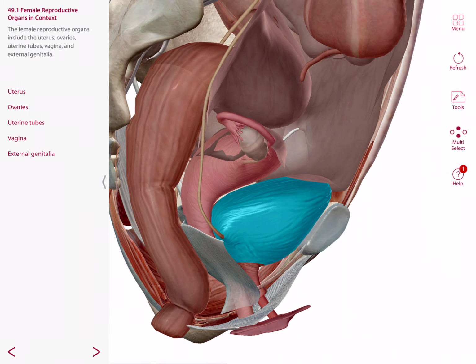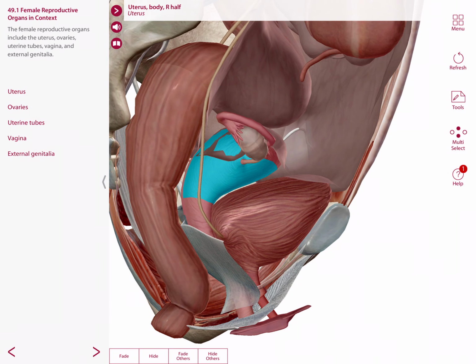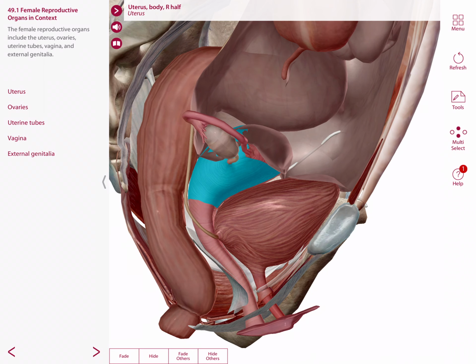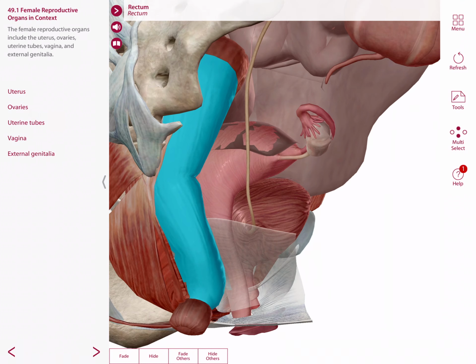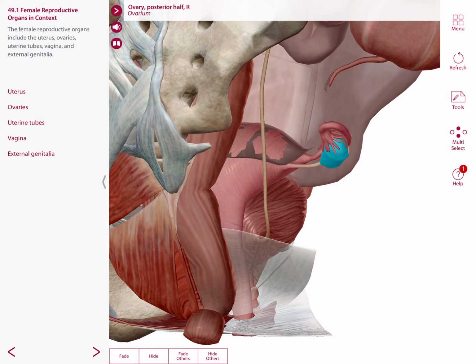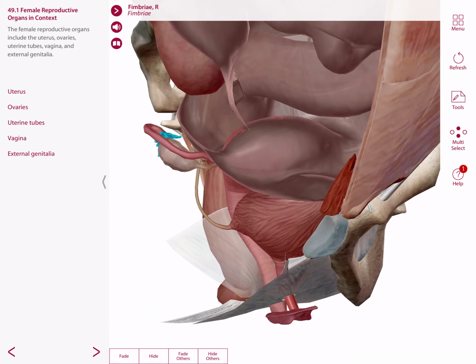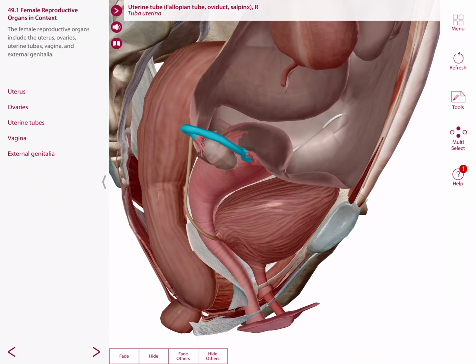So here is a picture of the female reproductives in their place. You can see the urinary bladder here with the uterus posterior to that, vagina inferior to that, and then the rectum posterior to that. You can see the ovaries here. Ovaries are connected, well, almost connected with these little fibers here called fimbriae. And then from there you have the fallopian tube or the uterine tube.